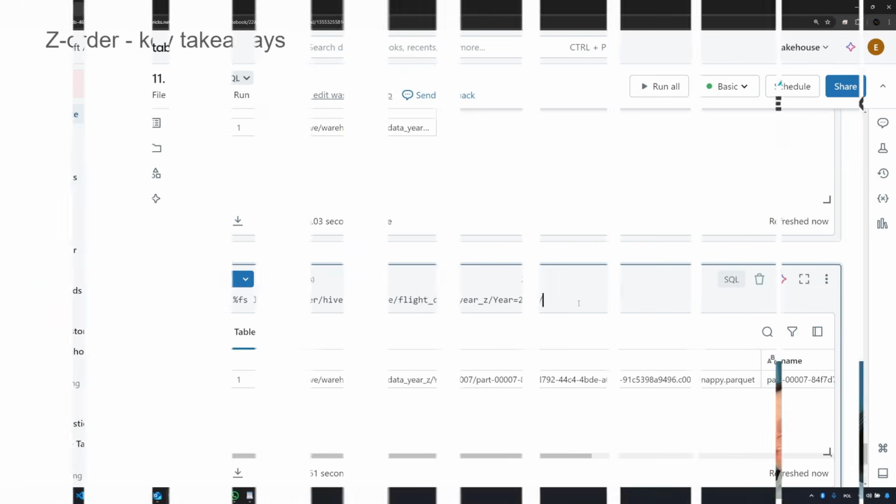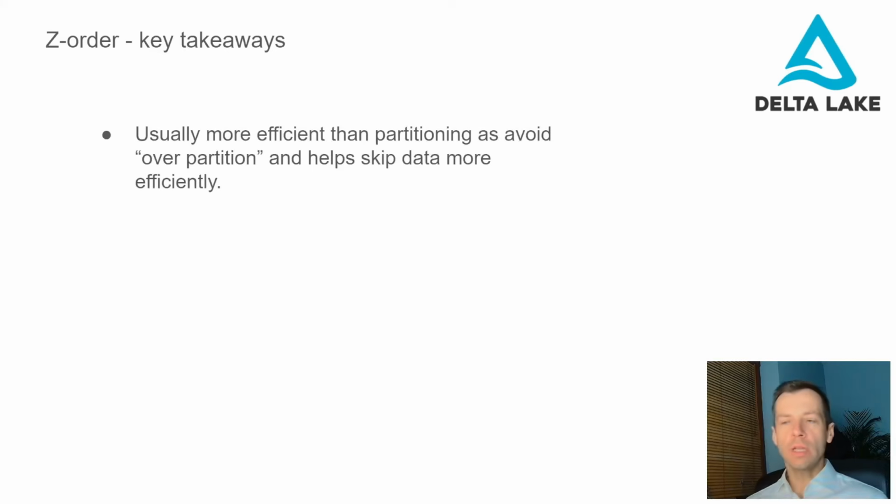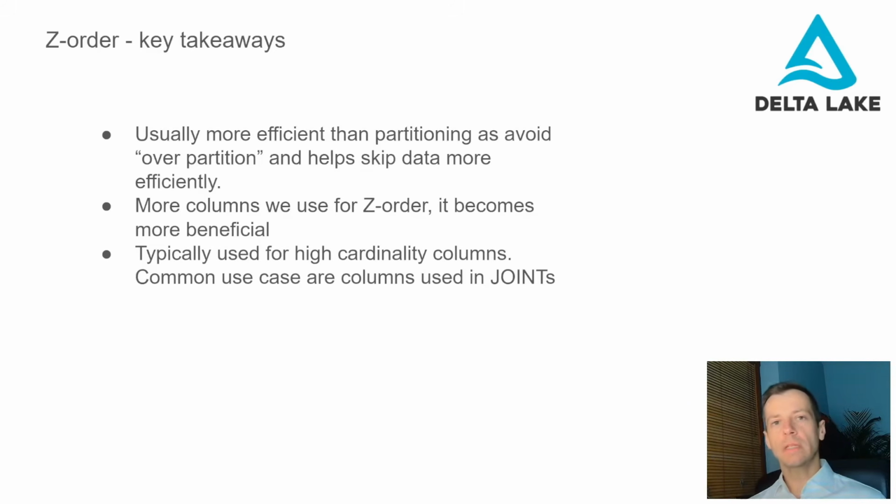That's it for that notebook. And the key takeaways about Z order. So Z order is usually more efficient than partitioning. It helps to avoid over partitioning and it's usually more efficient in data skipping. Then the more columns we use for the Z order, the larger benefit we are going to see. Typically, a good idea is to Z order over a high cardinality column, for instance, such as users typically use in join statements.